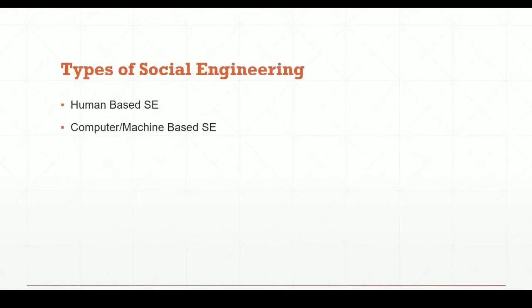The major two types would be human-based social engineering and computer or machine-based social engineering. Under human-based social engineering, we have shoulder surfing, wherein an attacker would be standing somewhere nearby the victim trying to see what password or what the victim is trying to do. The next would be dumpster diving, which is gaining information from any sort of dumps or any sort of things that are thrown away by the victim. The next would be eavesdropping. Basically, it is the unauthorized listening of the conversation between two or more people.